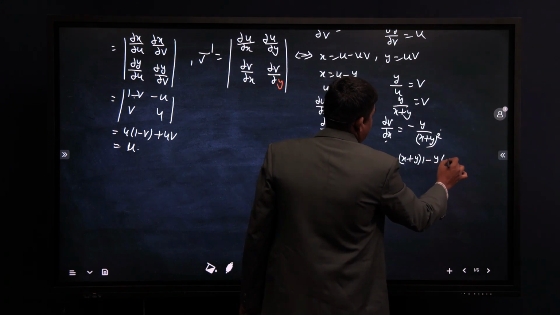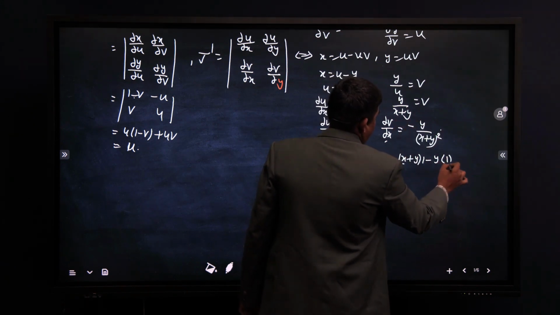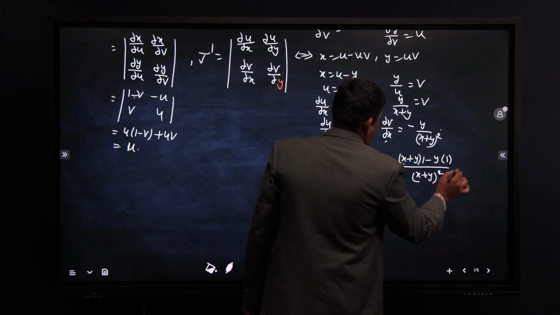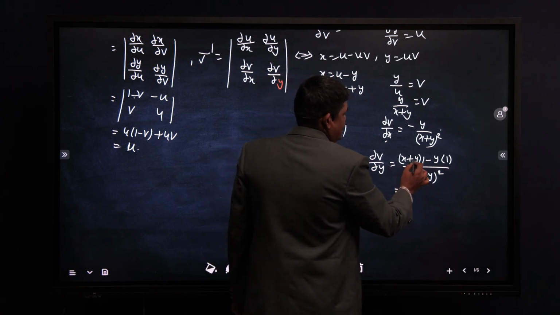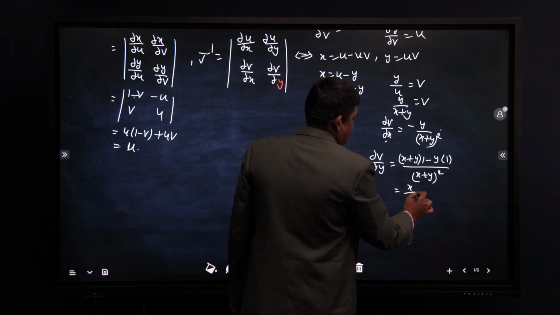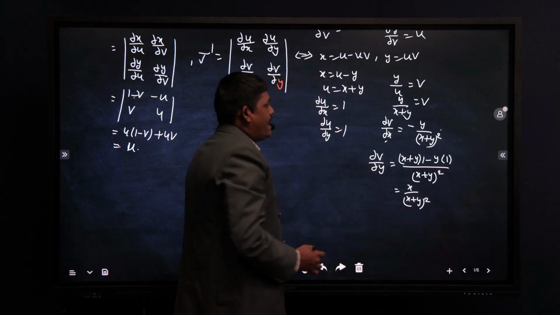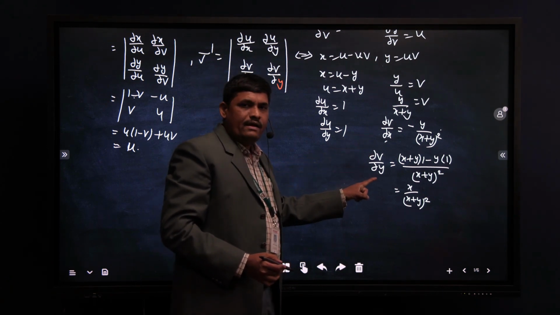with x it is 0 and y it will become 1, by (x plus y) whole square. Now by simplifying this, y will be cancelled. You are going to get x by (x plus y) whole square. Now I found dou v by dou x and dou v by dou y.